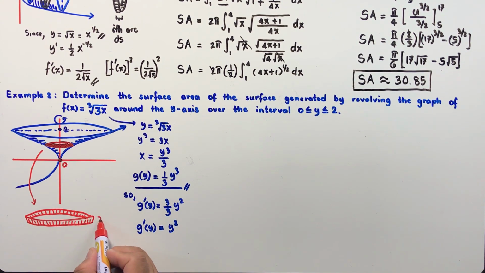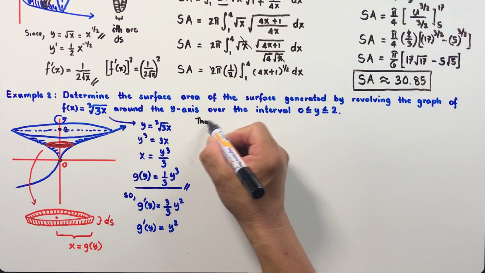We know that this is our ith arc. So this is our ds here. And then for the radius of this incremental slice, it's actually the x of our curve. So this is our g of y, the x function in terms of y.